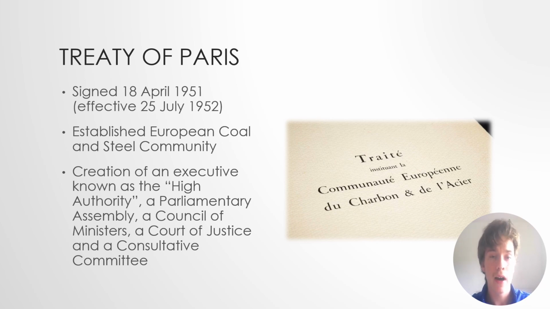The Treaty of Paris was signed in April of 1951, and it created the European Coal and Steel Community. This put the production of these raw materials under the control of a common authority. Now, if you haven't guessed why these materials were chosen, it's because they're the ingredients of war. And by putting the production of these two key ingredients under the control of the high authority, it meant that neither France nor Germany could stockpile significant amounts of these materials and go to war with one another.